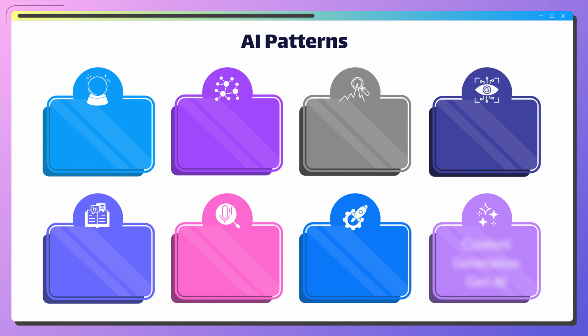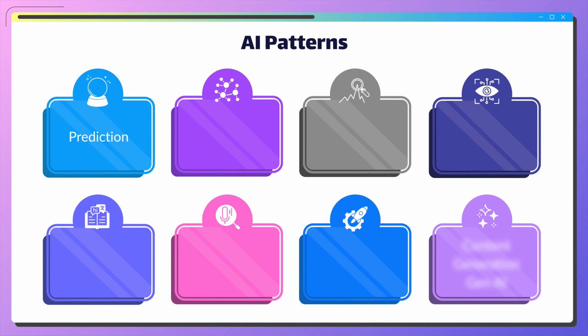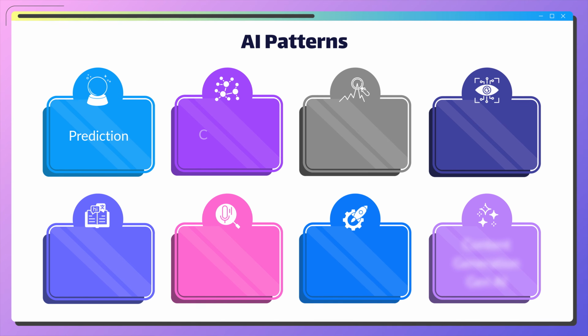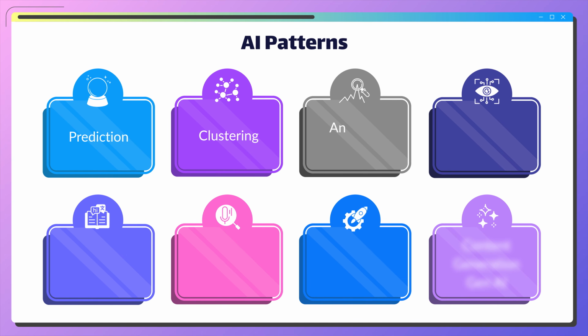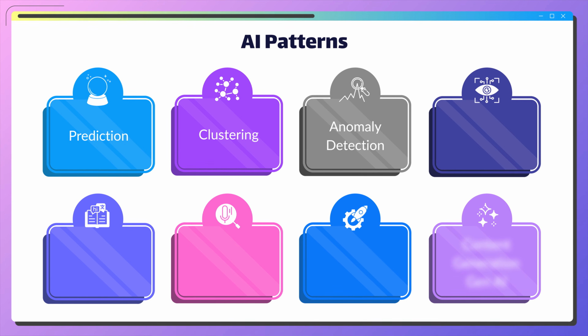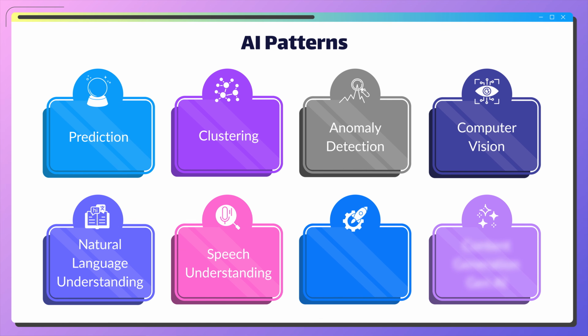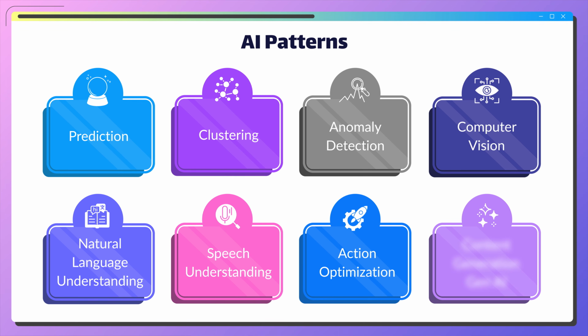As we wrap up this episode, let's take a moment to recap our journey through the 7 AI patterns we have discussed today. We have explored the power of AI-driven prediction, delved into clustering, and explored anomaly detection use cases. On the way, we have touched on the power of computer vision, natural language understanding, speech understanding, and action optimization.